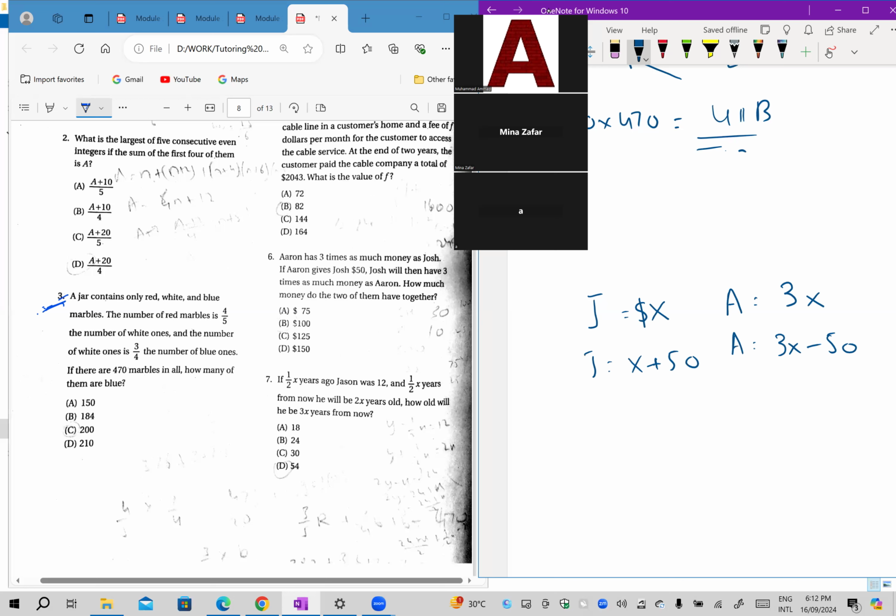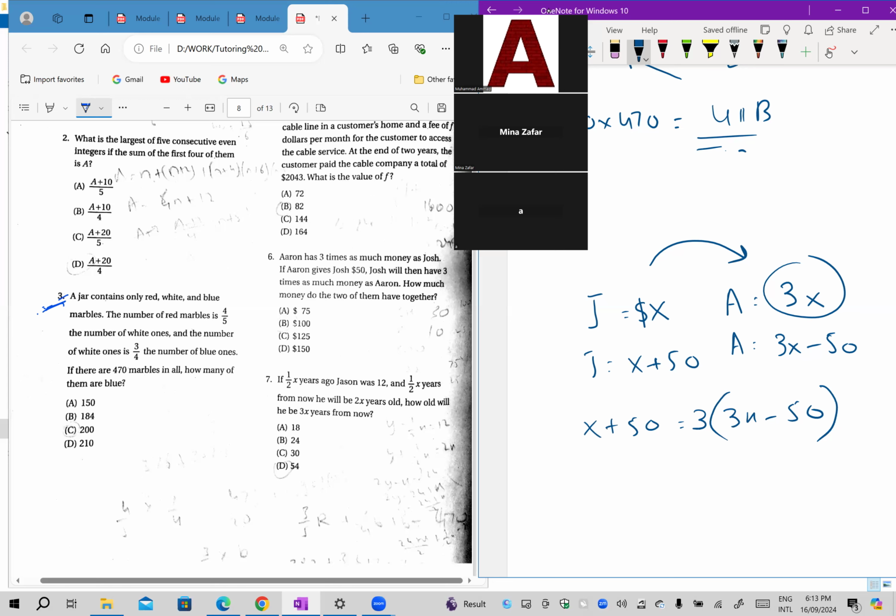How much money do the two of them have altogether? We want to know the total money that these two people have. So the total of this will be how much? X plus 50 is equal to 3x minus 50, but remember that Josh at all times will have 3 times as much as Aaron. So this entire expression would still be multiplied by 3, because he at all times has 3 times as much money as the other has, right?